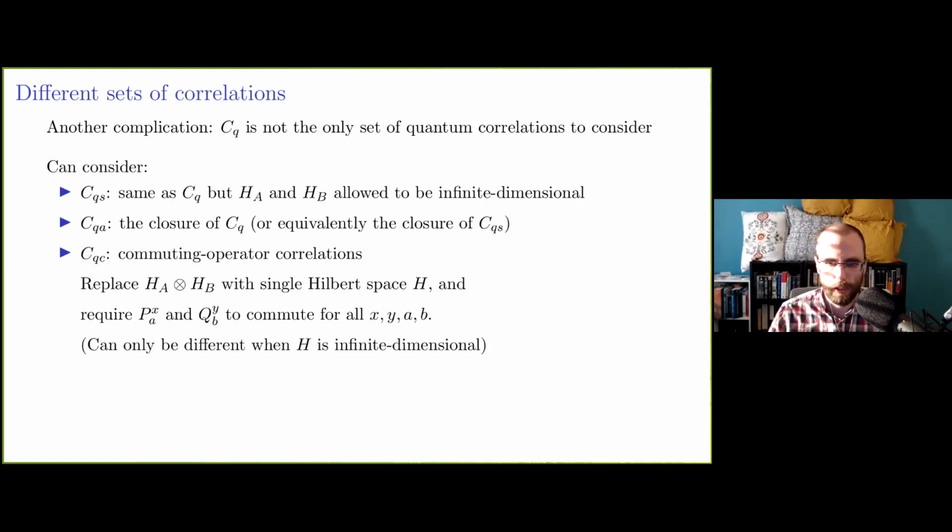So you have this question: if you look at the set CQC of correlations that you get from commuting operator correlations, is it the same as CQ or CQS or CQA? One thing you can say is that all these sets are convex, and they give a hierarchy of correlations. You get CQ contained in CQS, contained in CQA, contained in CQC.